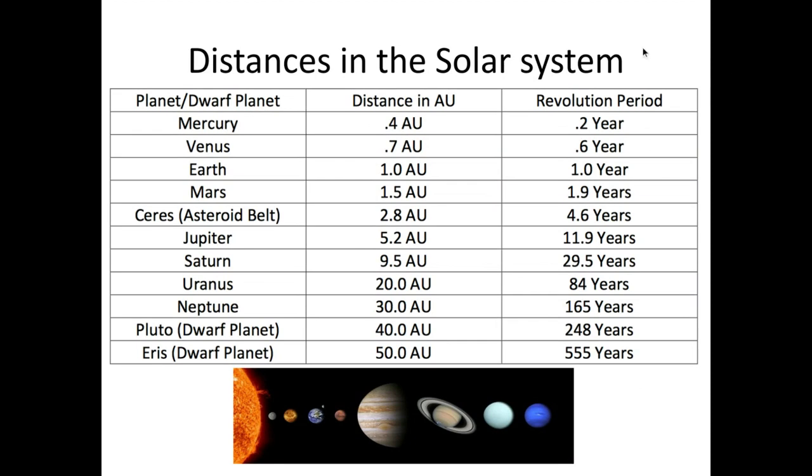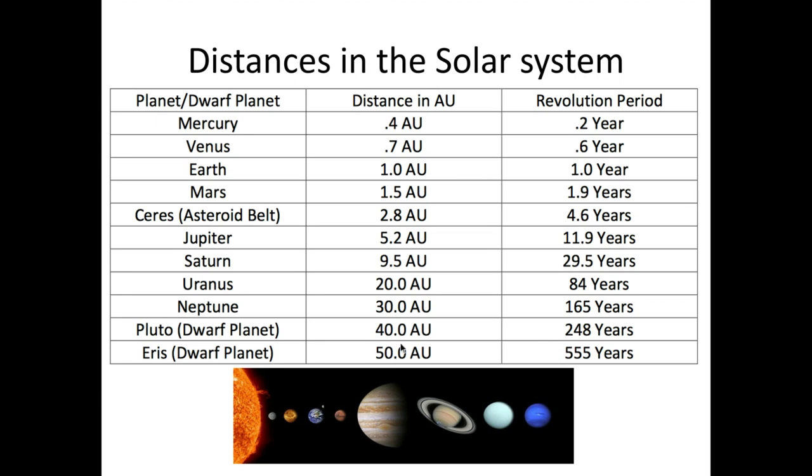So here's some examples. We've got planets and a dwarf planet in our solar system. Then we've got how many astronomical units these planets are from the sun. As we know, we are 1 astronomical unit from the sun, because that's what an astronomical unit is. It's the distance between us and the sun on average. And you can see the closer planets are closer than that, so 0.4 astronomical units, 0.7 for Venus, and the planets that are further out than us have bigger astronomical units.